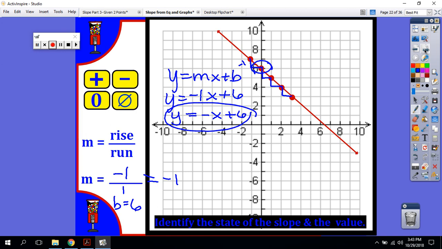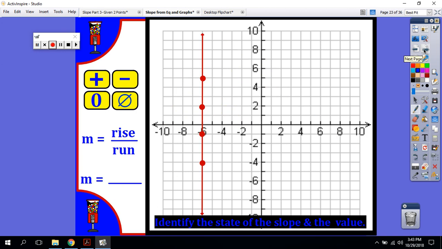All right, last example, number 9, and this is our other special case. What type of line do we have here?